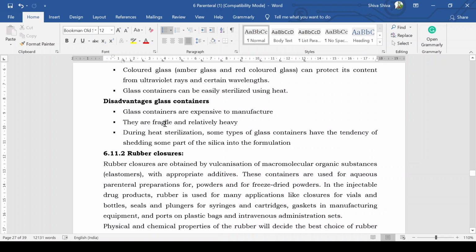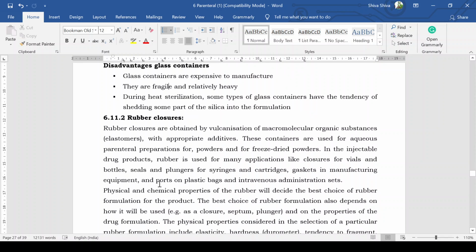Okay, it is easily breakable and it is heavy in nature. Now during heat sterilization, some types of glass containers have the tendency of shedding some part of the silica into the formulation. सिलिका पण काय होऊ शकतो, काही फॉर्म्युलेशन मध्ये शेड आउट होऊ शकतो. बरोबर, हा एक त्या ग्लास कंटेनरचे काही डिसएडवांटेज आहेत.